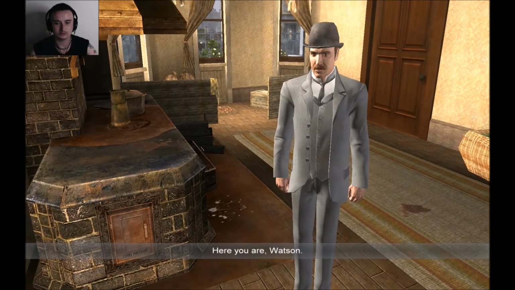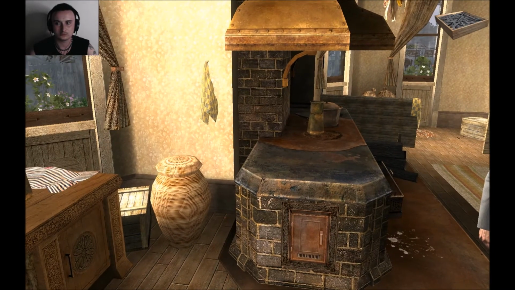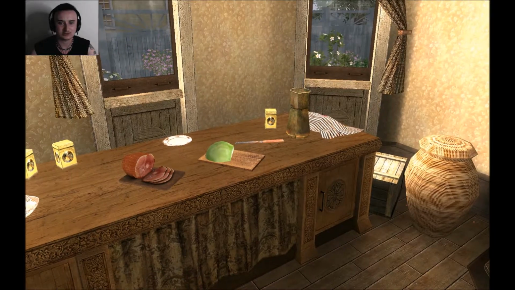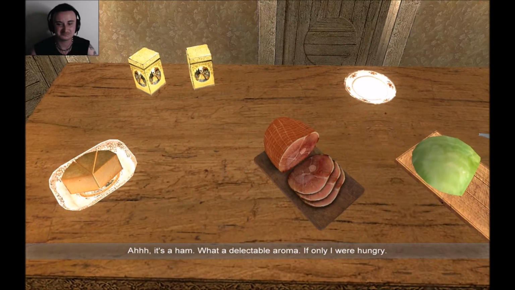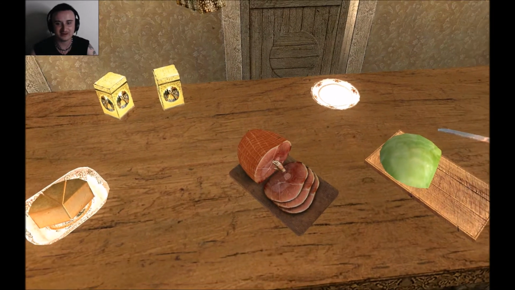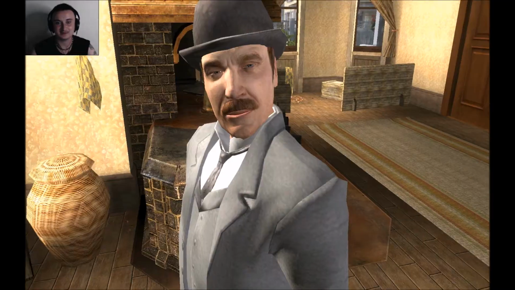And back to Holmes. Here you are, Watson. I don't know what I handed him. Ah, it's a ham. What a delectable aroma. If only I were hungry. Terrible.